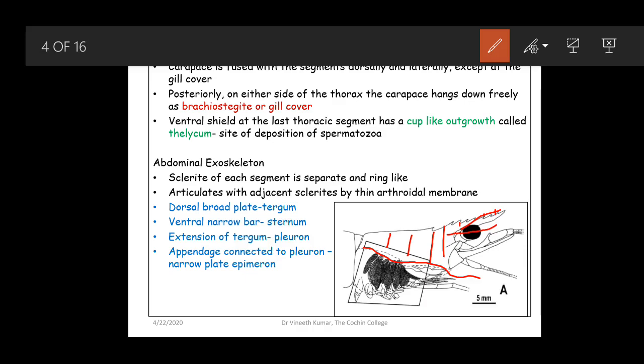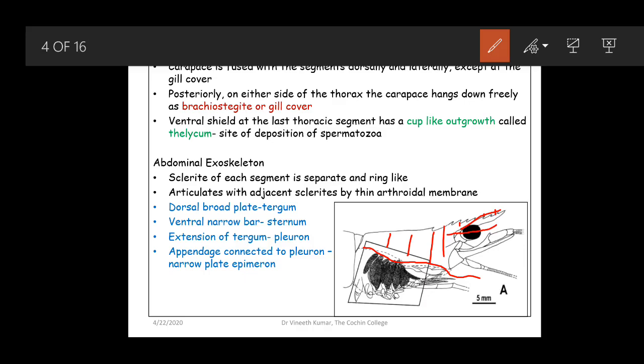The ventral shield at the last thoracic segment has a cup-like outgrowth, which cannot be shown diagrammatically. The exoskeleton at the last thoracic segment is modified into a cup-like structure called the thelycum, and it is in this cup that the spermatozoa are deposited by the males.